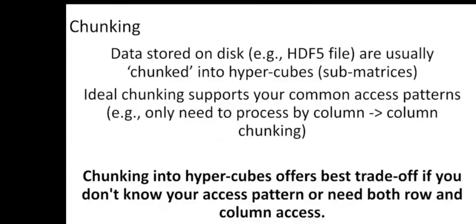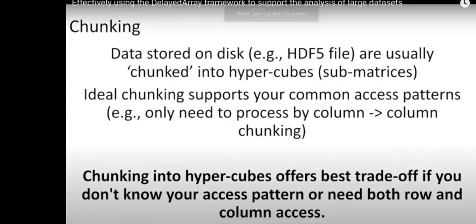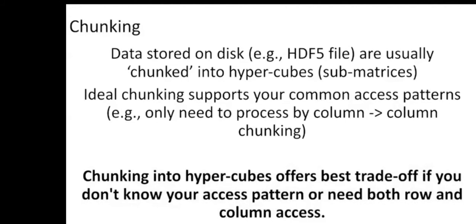Data stored on disk, such as in an HDF5 file, are usually chunked into hypercubes or submatrices. Chunking refers to how the data are physically stored on disk. For example, data could be chunked on disk by column, much as an R array is ordered by column. The ideal chunking supports whatever common access patterns you need to make of your data. For example, if you know you only need to process your data by column, then column chunking should give you the optimal performance. Generally, you don't know what access patterns you might need, or you need a combination of both row and column access.